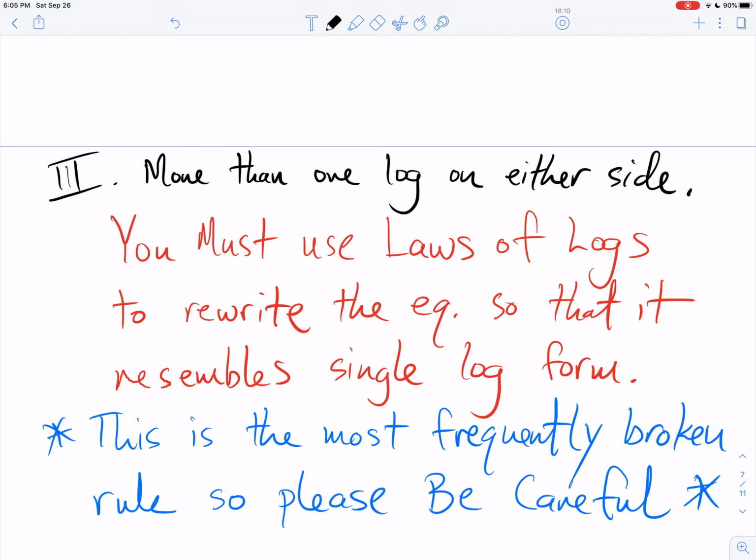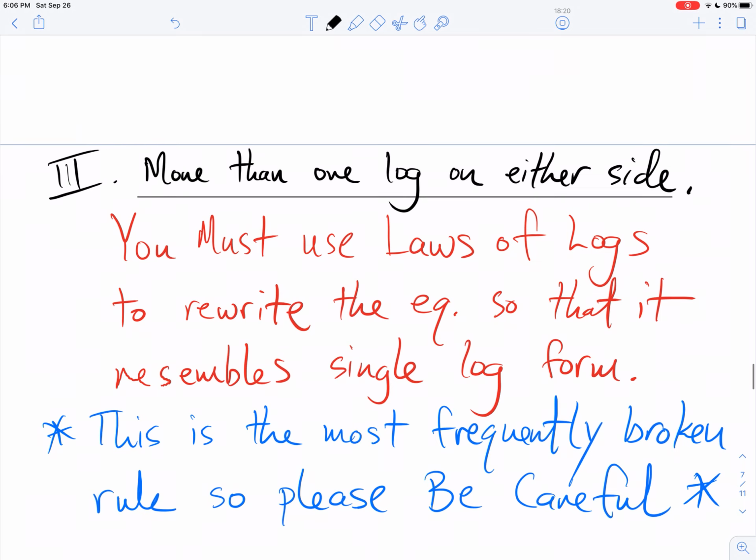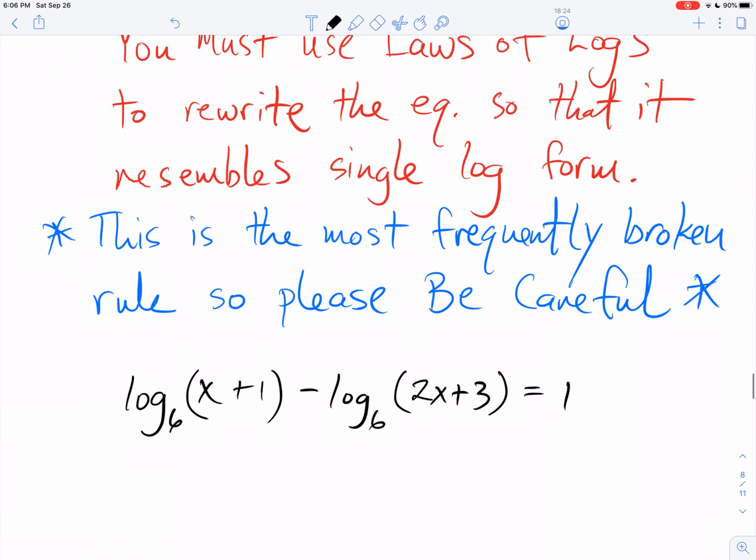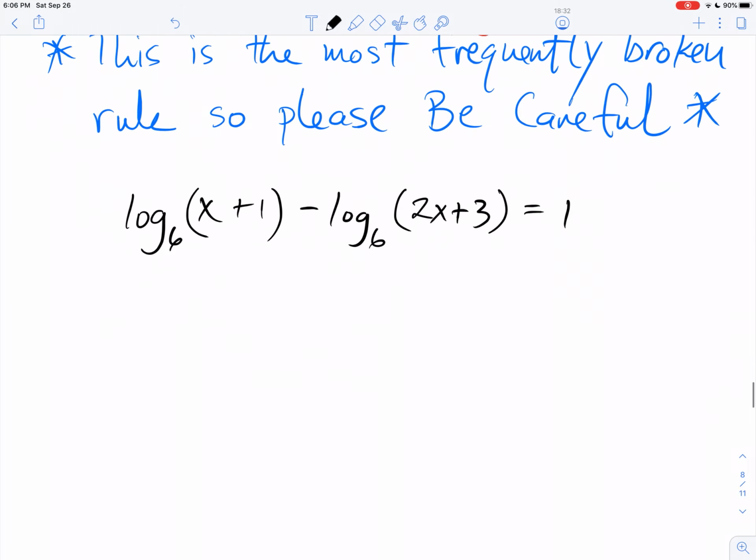Okay, this is the most frequently broken rule, so please be careful. Let me show you what I mean by more than 1 log on either side. Here's my first example that I'm going to walk you through. There are log base 6. There's 2 of them on the left. There's none of them on the right. Let me show you how to do that.